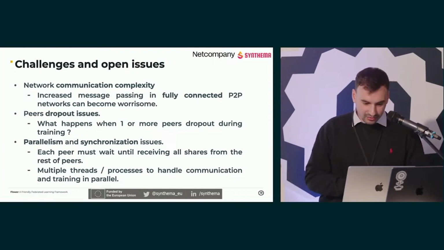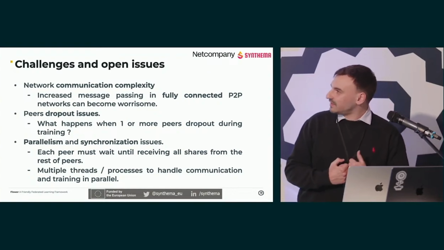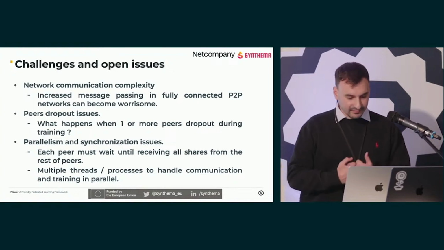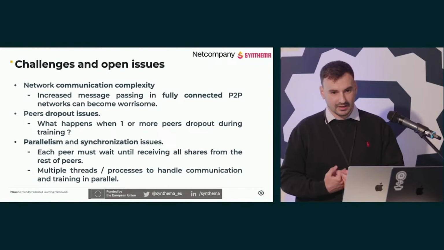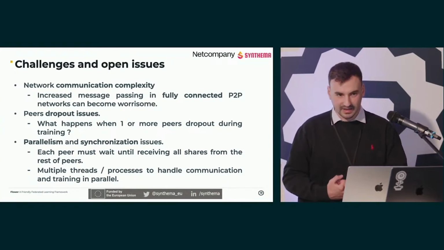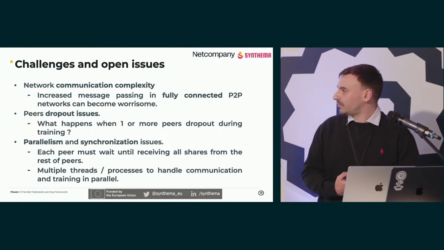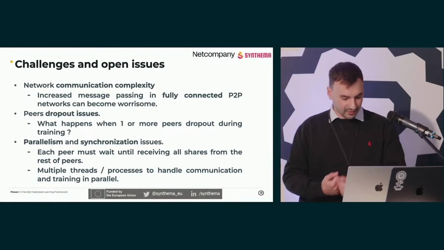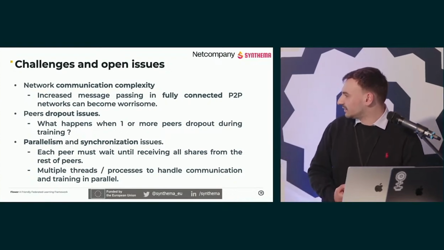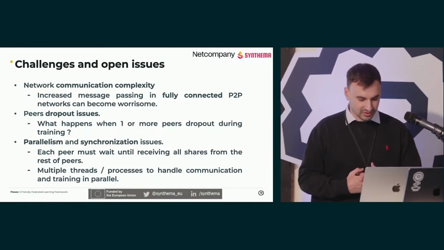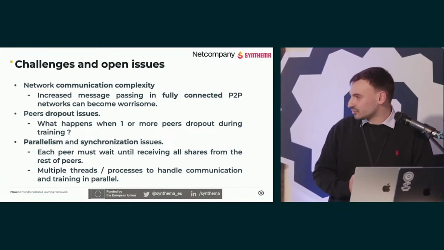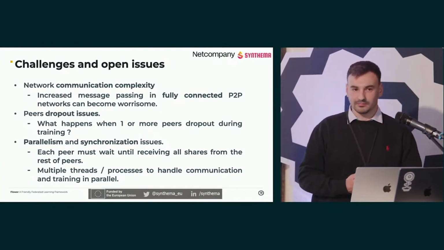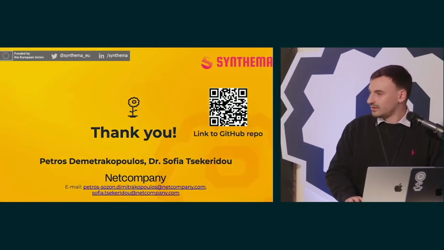And there are significant challenges and open issues, as well as directions for future work. There is definitely increased network communication complexity. There is significant message passing in the peer-to-peer network. There are significant dropout issues. What if we miss one peer? In our simple case, if we miss a peer, we cannot reconstruct the parameters correctly. There are significant parallelism and synchronization issues. Each peer must wait until receiving all shares, which makes the process significantly slower. And there need to be constantly multiple threads or processes running in order to handle both communication and training.